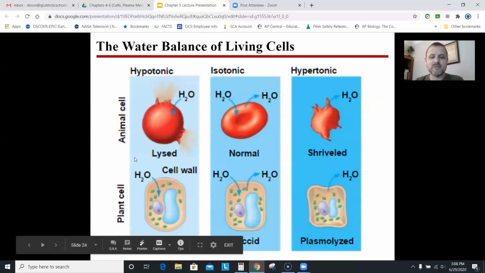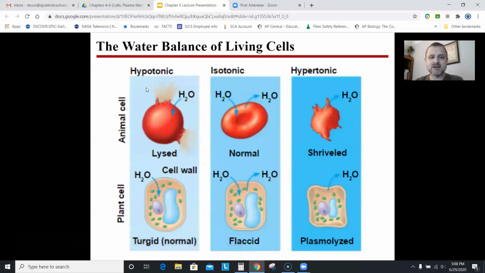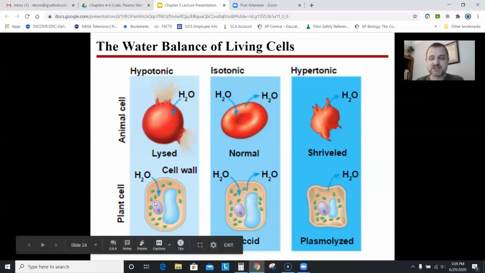So if I put an animal cell into a hypotonic solution, water's gonna come in and the cell is gonna burst. If it's an isotonic solution, if five molecules come in, five go out, so it's fine, it's at equilibrium. In a hypertonic solution, the cell is gonna lose water and it's gonna shrivel up and die. Plant cells can't burst or shrivel because of the cell wall.